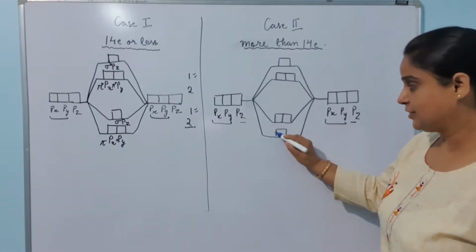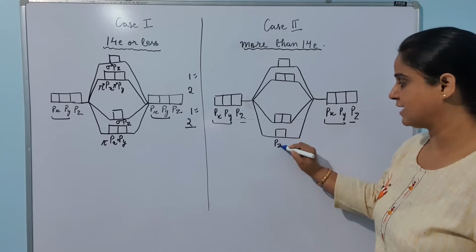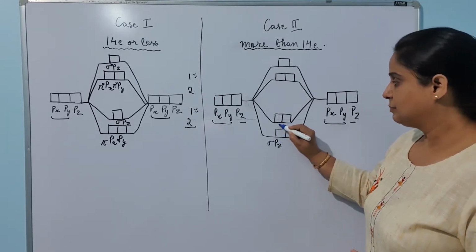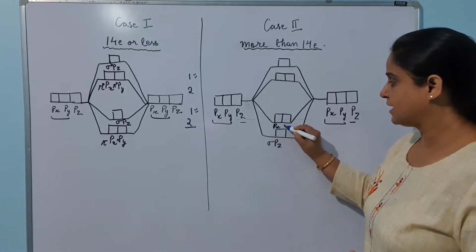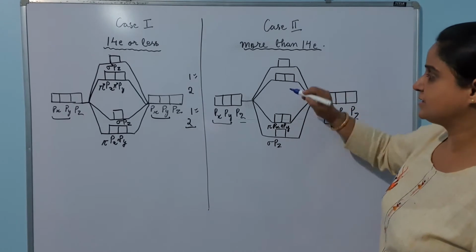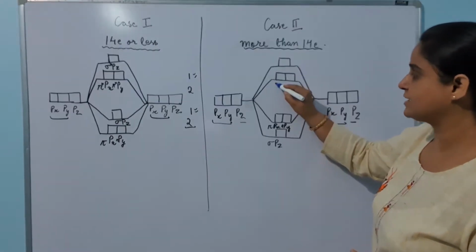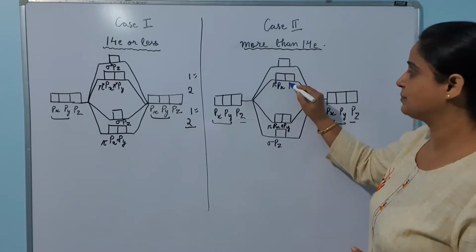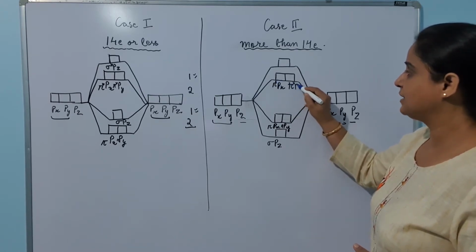See to it, because it is alone here, this is pz. What type of orbital? Sigma. And this is px and py. What type of orbital? Pi px and pi py. In the same way, because they are together, we will call them pi px, pi star px and pi star py.